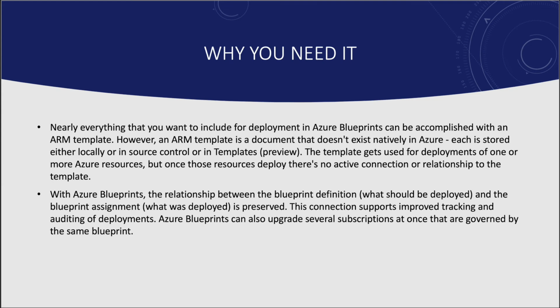So everything that you want to include in Azure Blueprints can be accomplished with an ARM template. And again, Blueprint is going to be more towards your policy level, and your ARM template is going to be more towards your operations and your systems level. The other thing that's interesting too is that an ARM template doesn't really exist natively in Azure. It's stored locally or in a template file somewhere, where Azure Blueprints is stored as part of that Cosmos DB and replicated everywhere. So your ARM template can be used for deployments of one or more Azure resources, but once those resources deploy, there's no active connection or resource relationship to the template.